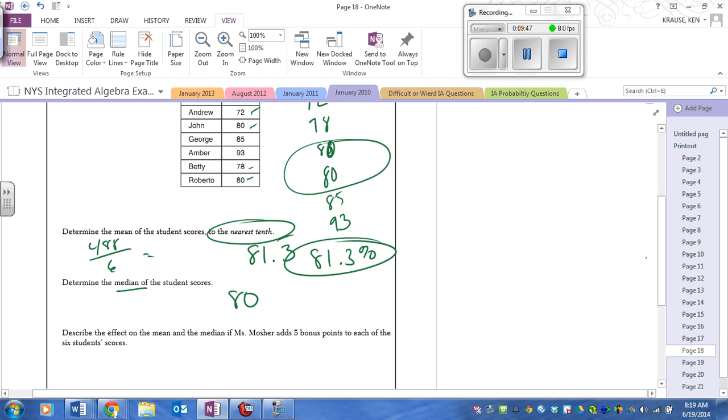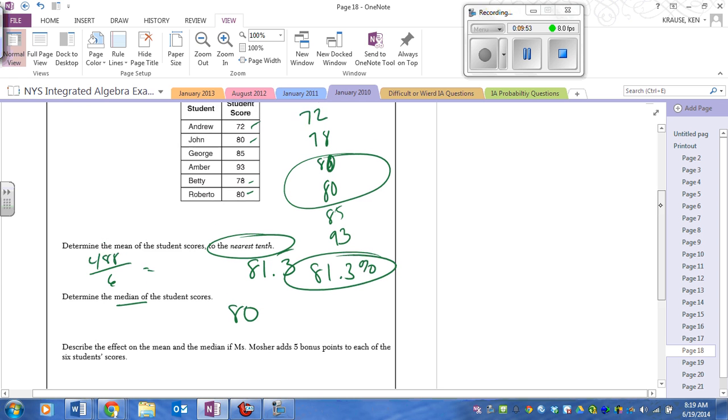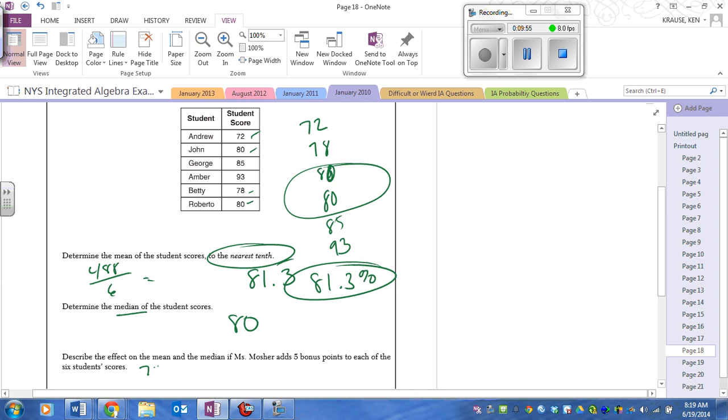Describe the effect on the mean and the median if Ms. Mosher adds 5 bonus points to each of the 6 student scores. Well, let's see what happens. This is now a 77. This is now an 85, 85, 90, and 98. Well, the median goes up 5.